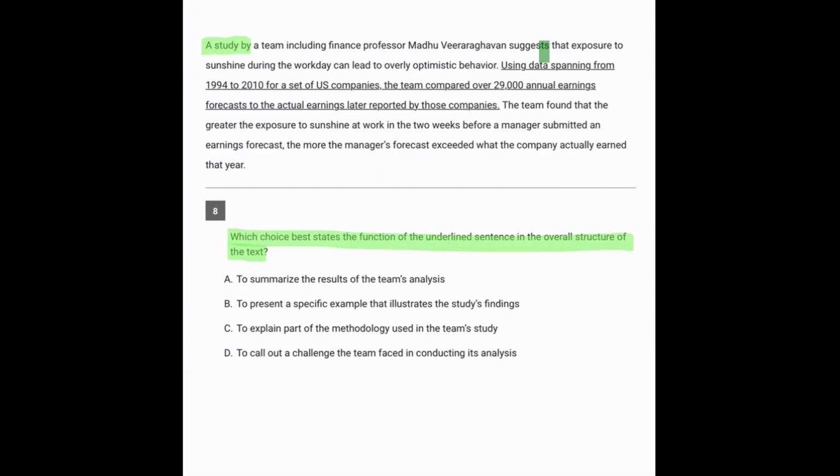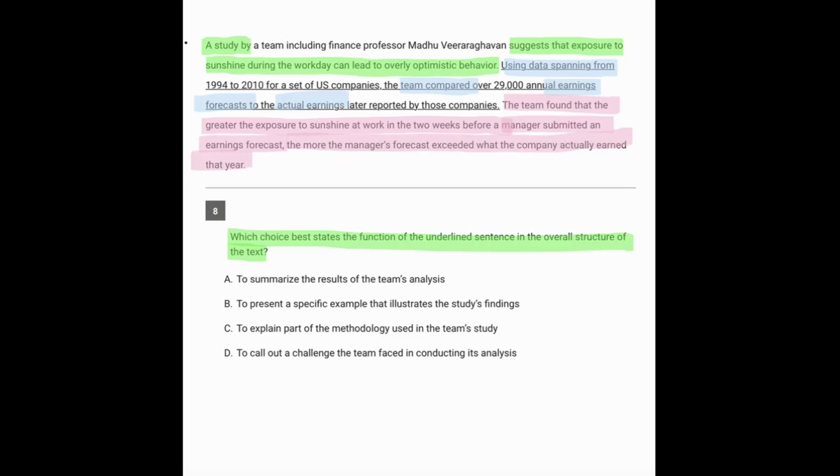So this study suggests that exposure to sunshine during the workday can lead to overly optimistic behavior. Using data from this time, they compared this many earnings to other forecasts of actual earnings. The study found that the greater the exposure to sunshine at work in the 2 weeks before a manager submitted an earnings forecast, the more the manager's forecast exceeded what the company actually earned that year.